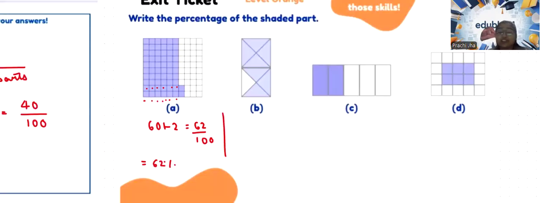Now let's try the second question. Let's write it in the form of a fraction first. 1, 2, 3, 4, 5, 6, 7, 8. In total there are 8, out of which 7 are shaded. So what are we actually going to do? We are going to make the denominator 100, right? How can we make the denominator 100?